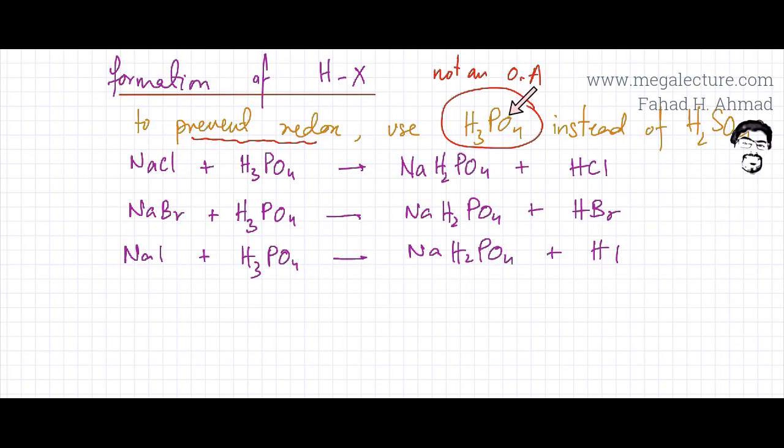So H3PO4 is not an oxidizing agent. So no redox reaction would happen, because for a redox reaction, you need a reducing agent and you also need an oxidizing agent. So if H3PO4 is a pretty bad oxidizing agent, then no redox reaction would be happening. So NaCl with H3PO4, only displacement would happen and HCl gas would be formed, and no further reaction would happen.